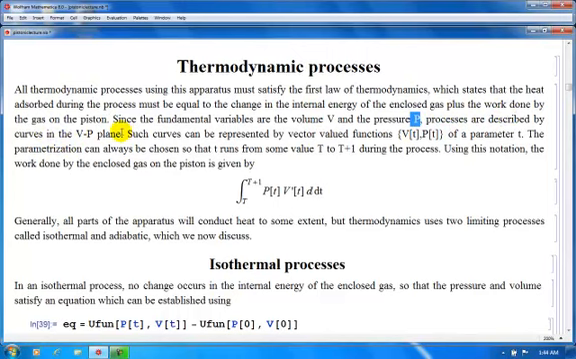Now, such curves could be represented by vector-valued functions with this parametric representation in terms of the parameter t. Now, the parameterization can always be chosen so that the parameter t runs from some value big T to T plus 1 during the process. And using this notation, the work done by the enclosed gas on the piston is given by the integral of the product of the pressure and the derivative of the volume with respect to the parameter t.